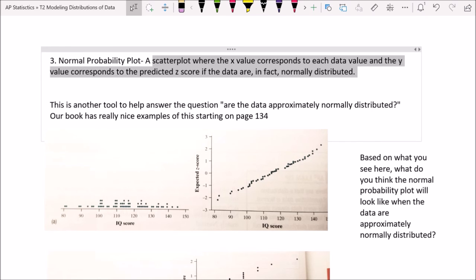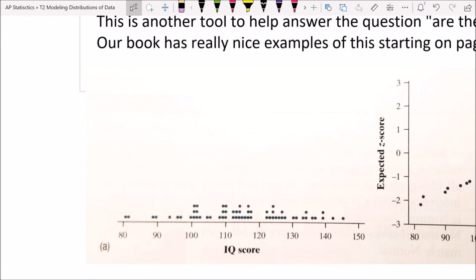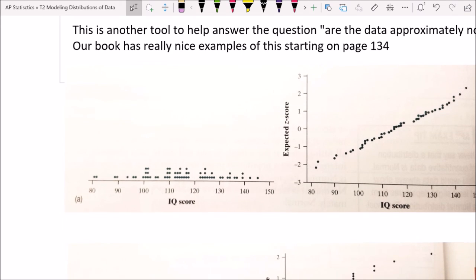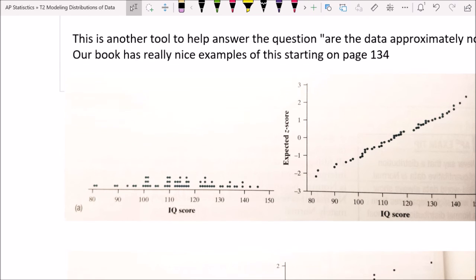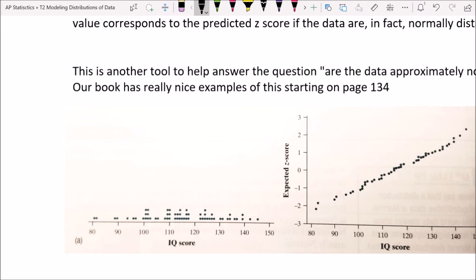So here's a graph, and here are the data, the dot plot on the left, and as I zoom out, you can see the normal probability plot on the right. And what we're looking for is if the data are approximately normal, then the normal probability plot, I should probably label that so you know which one is which. So on the left, this is the dot plot.